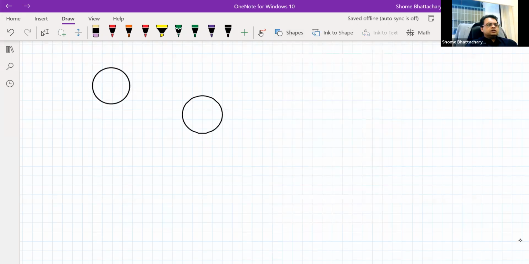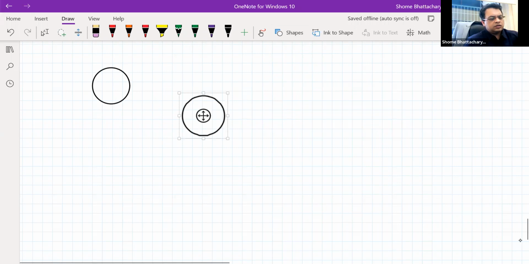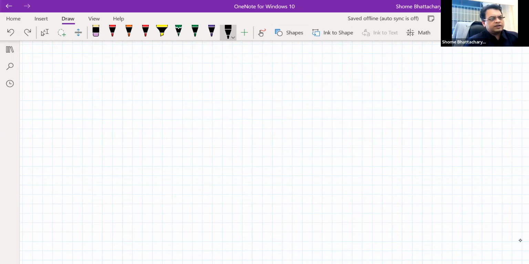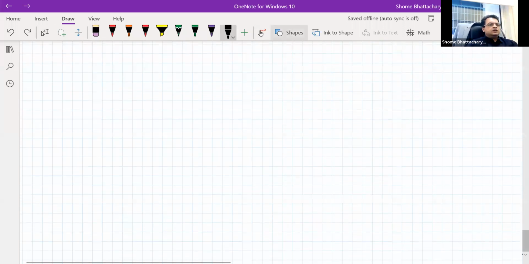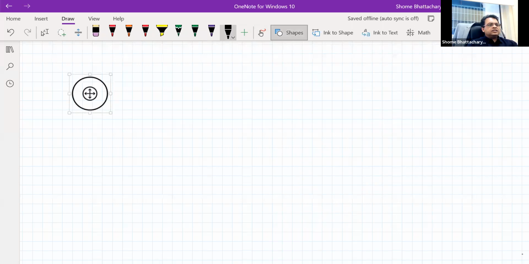So we can show that because the coefficient of restitution is 1, therefore A's final velocity will have to be purely along the y-axis, or in the tangential direction, whereas B's final velocity will be purely along the x-axis, which is the center to center line, which kind of proves that they are going to be perpendicular. So this is our center to center line.